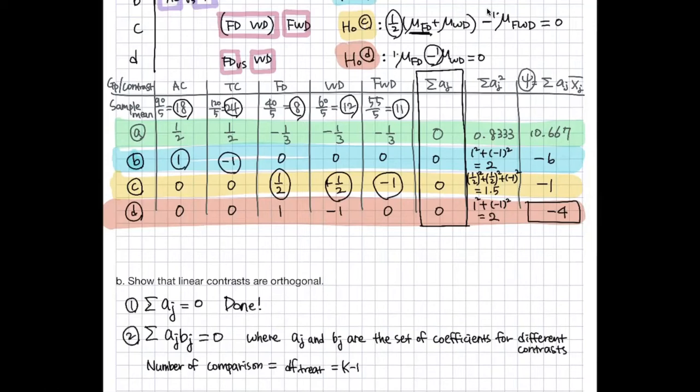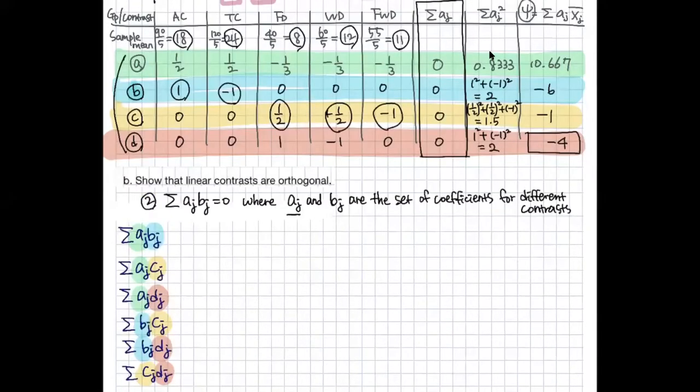The second one is that the sum of the products of the coefficients for different contrasts is 0. We are going to check the second one later. And the third one is that the number of comparisons is equal to k minus 1. Here, k is the number of groups. Because we have 5 groups, 5 minus 1 is 4, and we have 4 contrasts. So we met number 3. Number 1 and number 3 are done, and I'm going to show you how to do number 2.